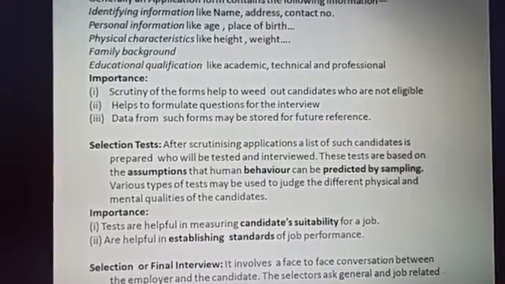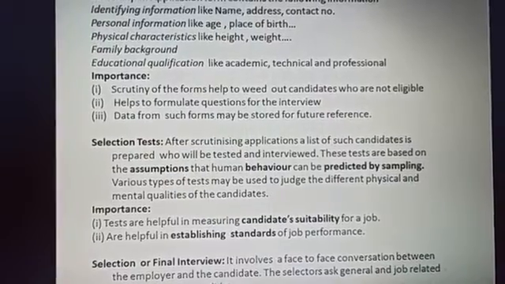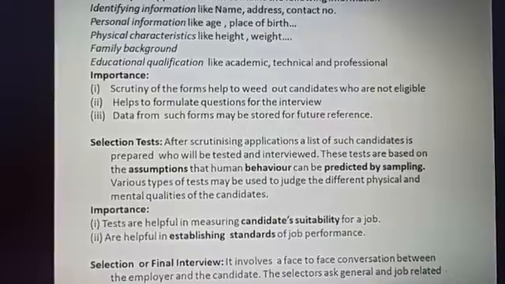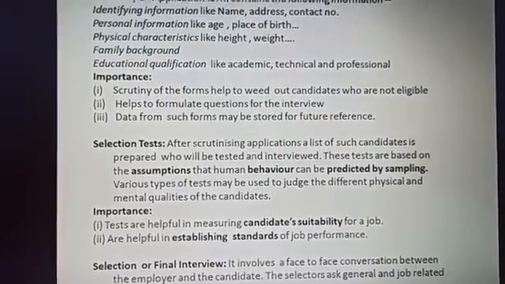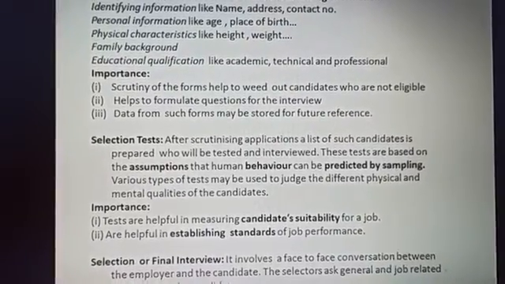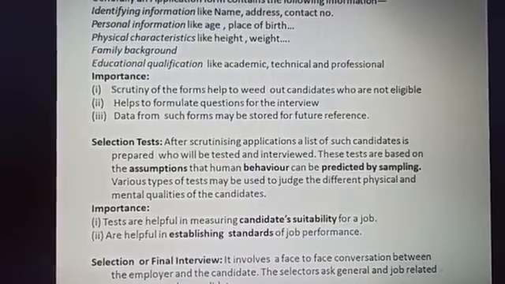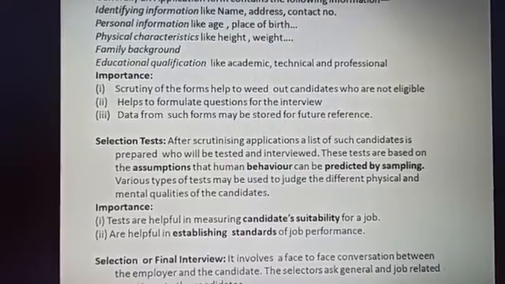The importance of application blank lies in the fact it helps to weed out candidates who are not eligible. It helps to formulate questions for the interview. Data from such forms may be stored for future reference.